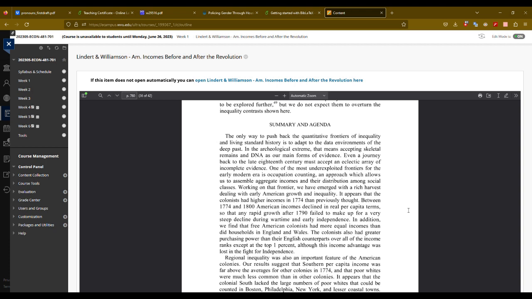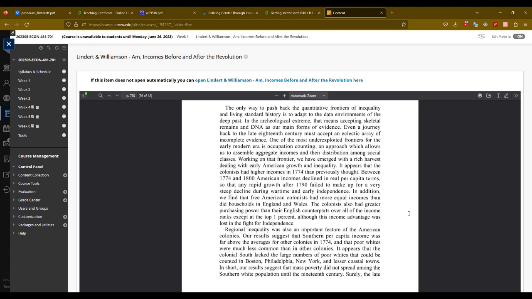What are the most important things in our paper? So here they say the only way to push back the quantitative frontiers of inequality in living standard history is to adapt to the data environments of the deep past. In the archaeological extreme, that means accepting skeletal remains and DNA as our main focus of evidence. Even a journey back to the late 18th century must accept an eclectic array of incomplete evidence.